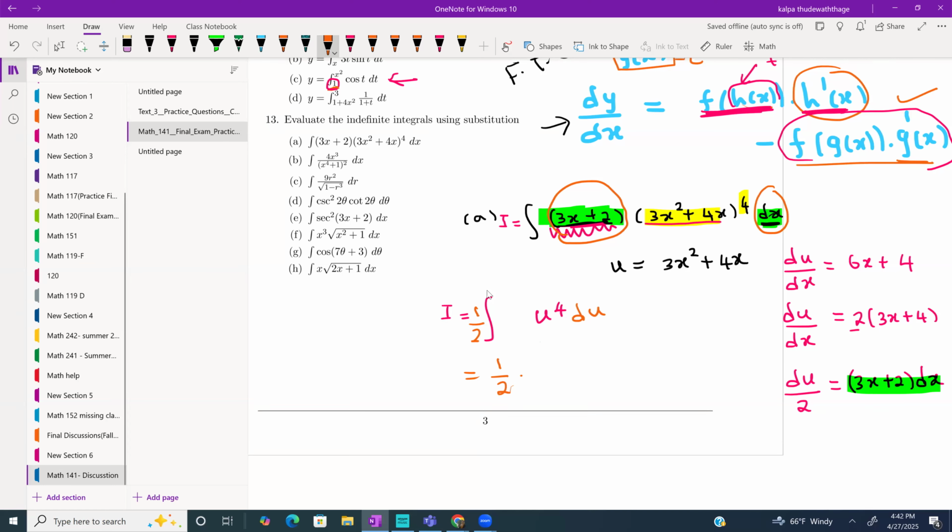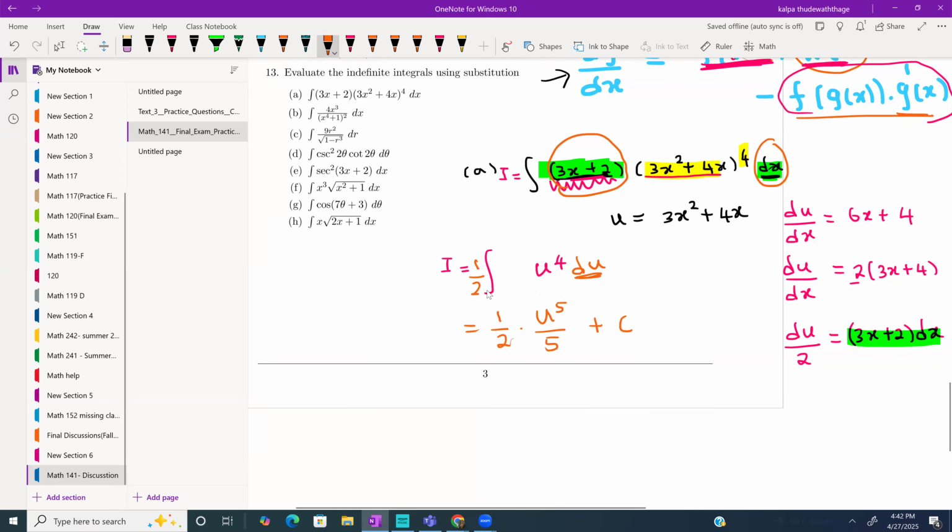So if I integrate with respect to u, I get u to the power 5 over 5 plus c. C is an arbitrary constant. And now I can go back to my original variable. It's 3x to the power 2 plus 4x to the power 5 over 10 plus c. That's my answer for part A.